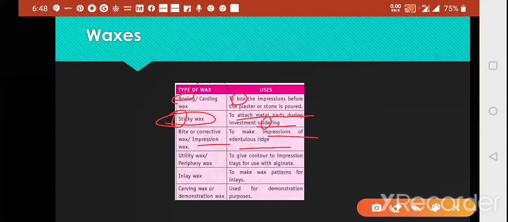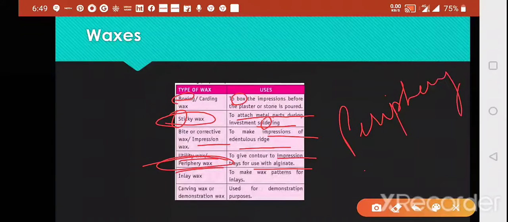Another is utility or periphery wax, and this is used to give contour to the impression trays that are used for alginate. Sometimes the tray is a little bit small, or it is not going deep into the vestibule, so we'll use some amount of periphery wax or utility wax. You can remember it by the name periphery. It is used in the periphery. Basically it is used to give contour to the trays, so that while we are taking the alginate impression, the alginate can spread completely to the periphery. That's why this wax is used.